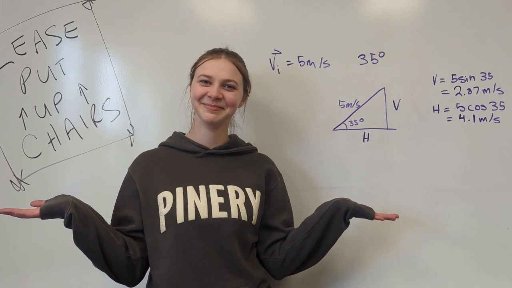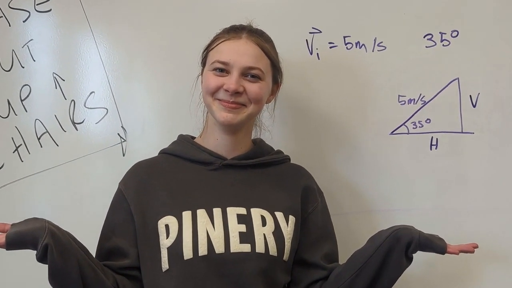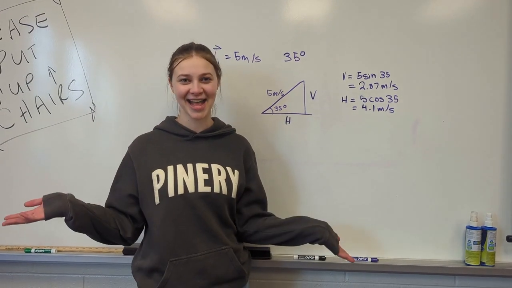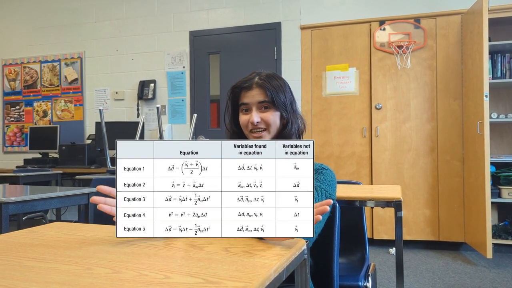Now that we have the vertical and horizontal velocities, does anyone know what we should find first? That's right, we should find time. How are we supposed to do that, Hannah? We can find time using the vertical components that we were given. To find time, we can use the motion equations.